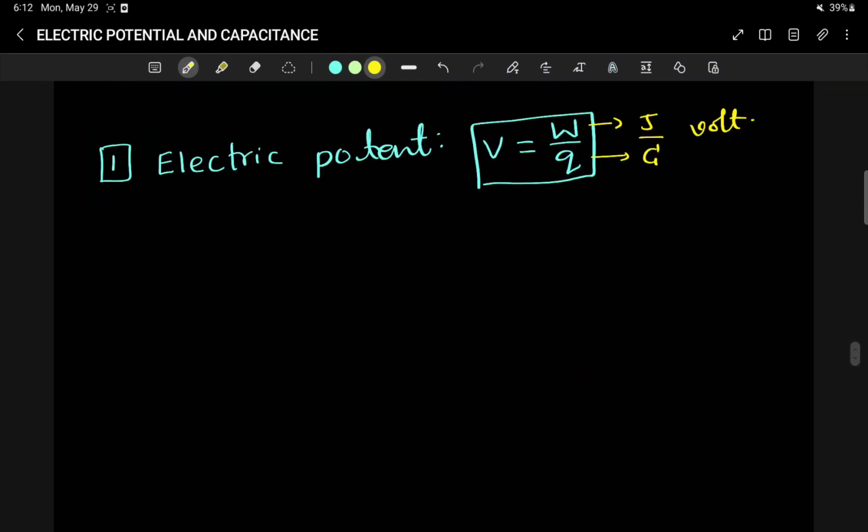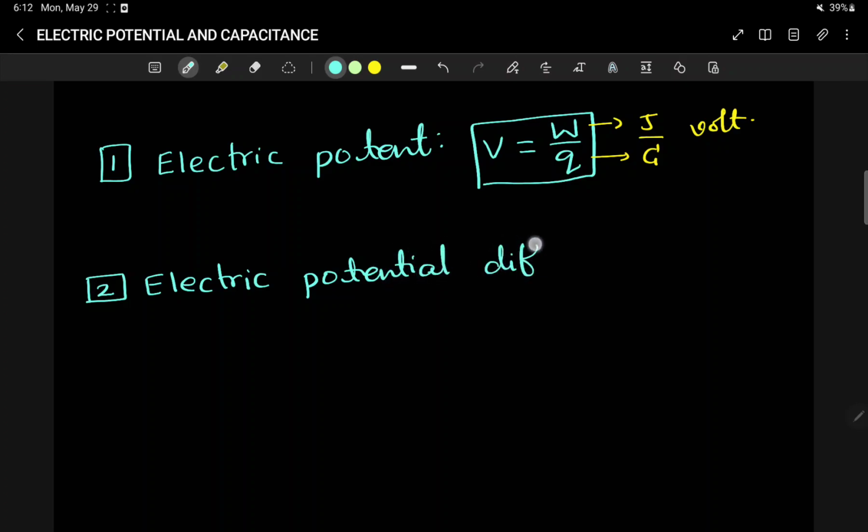Next, second one is electric potential difference. These formulae are very important. Take a notebook and note down all this at a point. So if you are moving a charge from one point to another point in an electric field, let me consider this is VA, this is VB at two different points A and B, the two points where electric potentials are VA and VB.